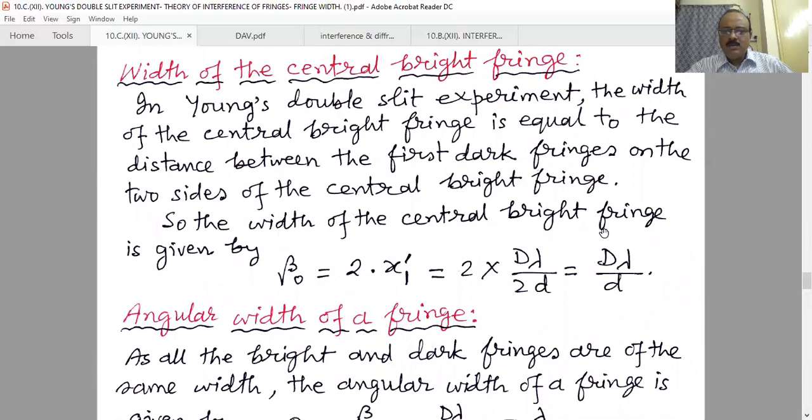For that, the width of the central bright fringe is given by 2 x1'. x1' is equal to Dλ divided by 2d. That is the distance of the first minima on either side of the central maxima point O. Therefore, the distance between the two dark fringes about the central point, that is the fringe width of the central bright fringe, is again Dλ divided by small d. If you are asked only to find the central bright fringe, then we can use this process. Otherwise, it is also equal to any bright or dark fringe width, that is capital Dλ by small d.